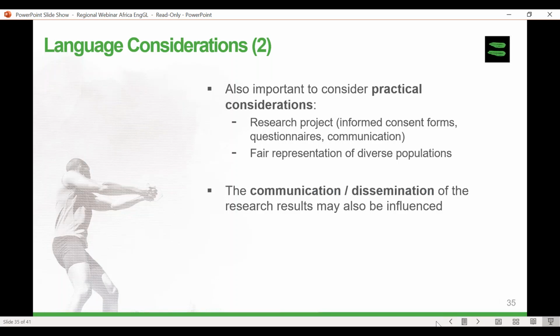Fair representation of our diverse populations is obviously important for research projects. So just some practical applications when it comes to language. You need to consider some important research documents and what language those documents should be in. For example, informed consent forms, questionnaires, etc. It's essential that the participants really understand those documents. And should they be required in different languages, they may require translation. The same goes for communication and dissemination of the results. Who will be the audience? It may be necessary to communicate in different languages. Next slide, please.